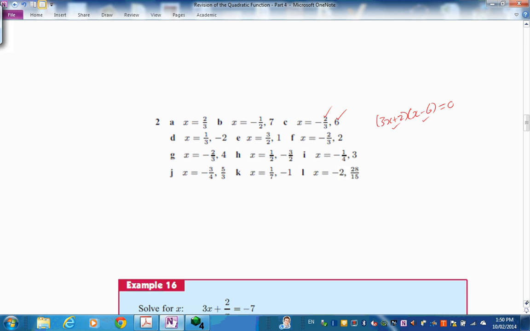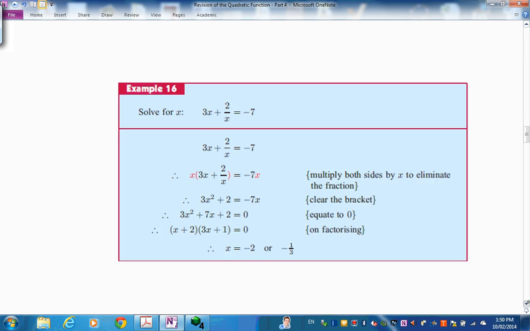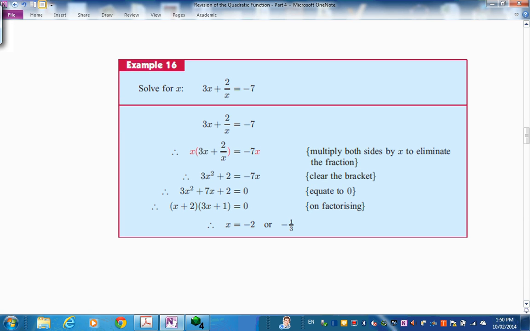Alright, let's go on. Some slight variations now. Here's one here. Oh, there's no x squared. But if you want to solve for x, you want it out of the denominator. So multiply both sides by x to get rid of that fraction. Multiplying by x on both sides, this becomes x squared, and when you're multiplying here by x, you get just 2. And then adding 7x to both sides, all terms on the left, 0 on the right, and then we need to do the factorising.